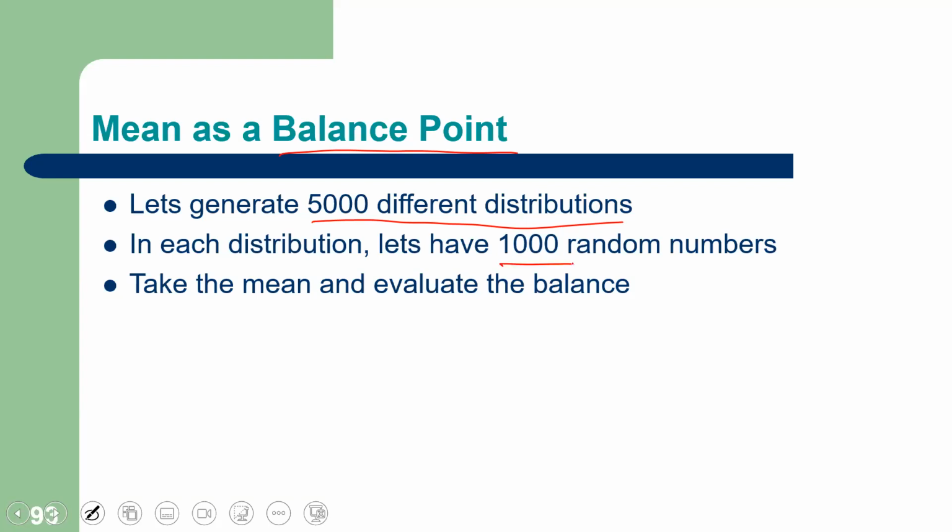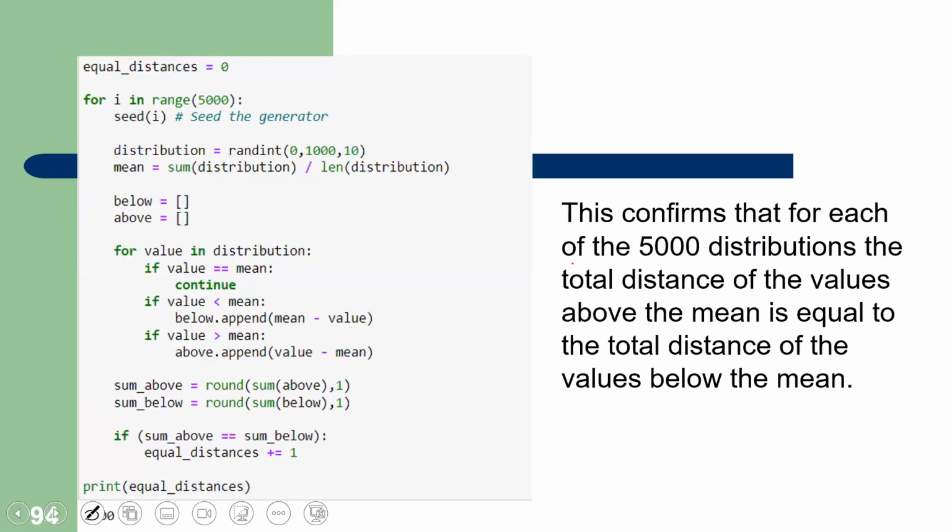Then I calculated the mean for those 1,000 numbers and evaluated the total sum of the distances from the mean for the observations on the left side of the mean as well as the right side, and we evaluated the balance. This is the source code I have written. Almost all the 5,000 had equal distances, which truly indicates that the total distance of the values below the mean is equal to that above it. So that's what we have studied.